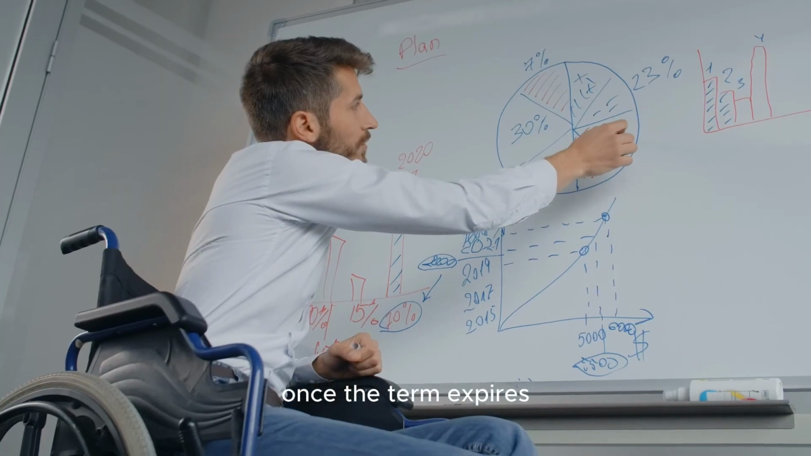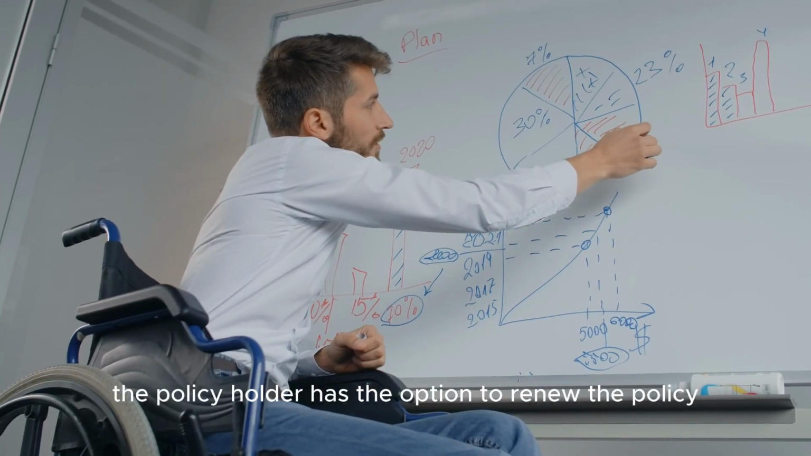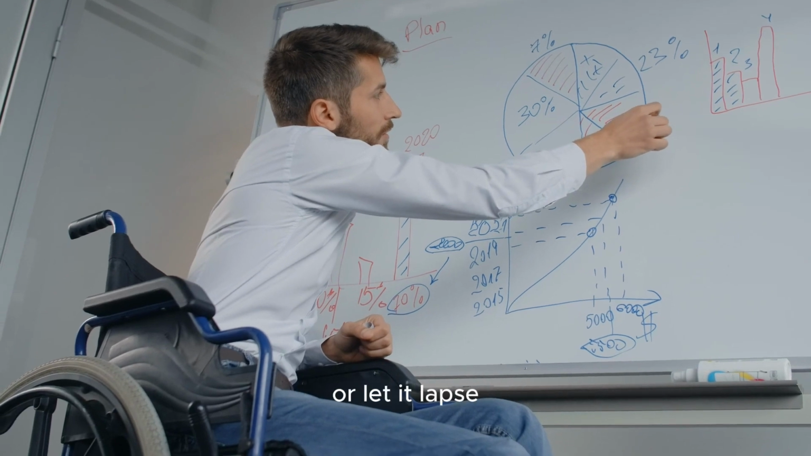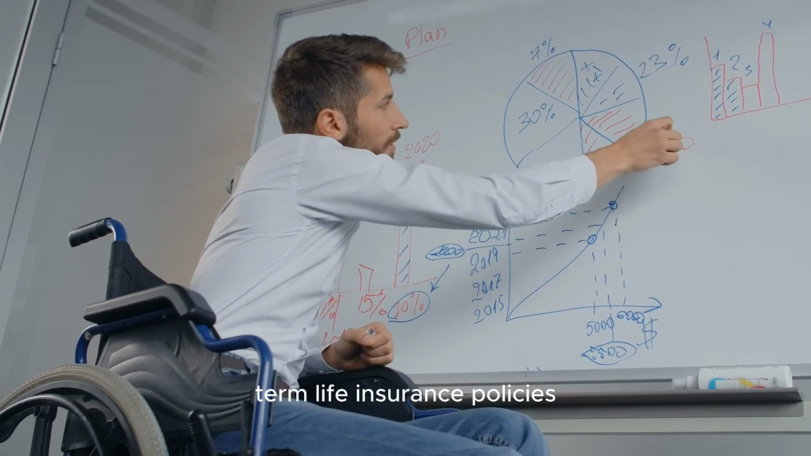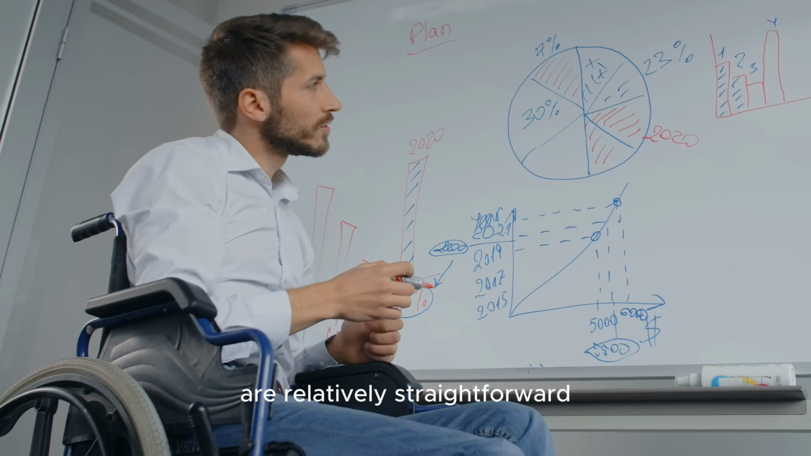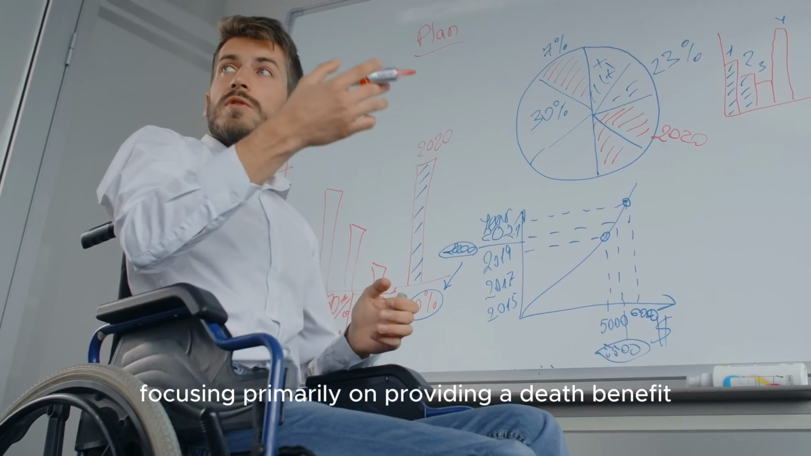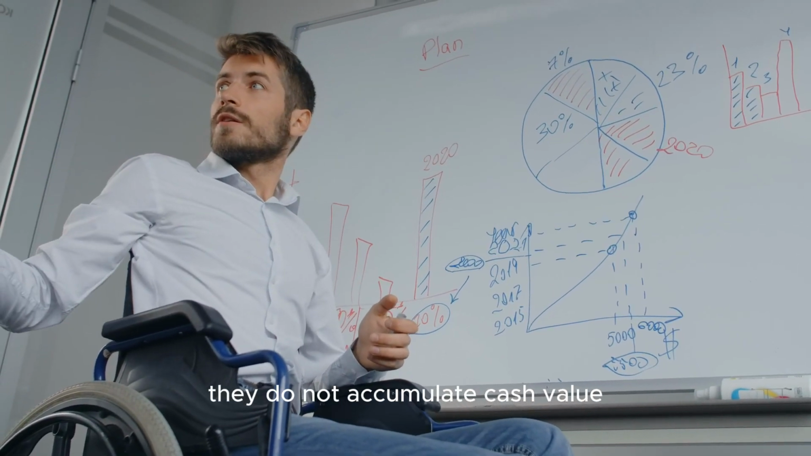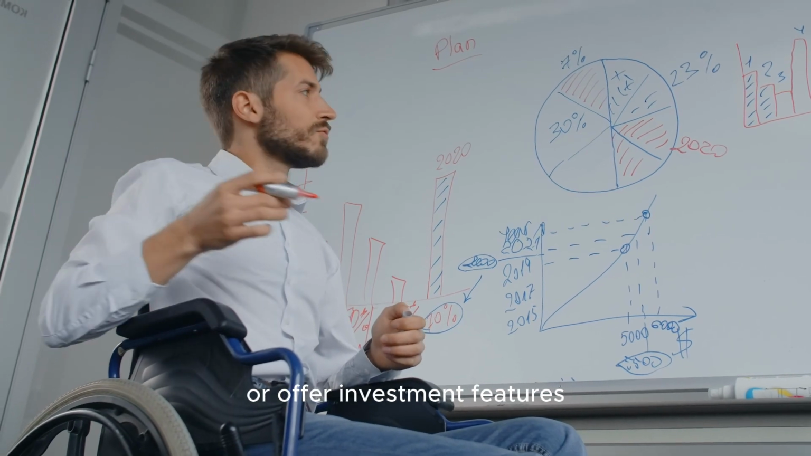Once the term expires, the policyholder has the option to renew the policy at a higher premium or let it lapse. Term life insurance policies are relatively straightforward, focusing primarily on providing a death benefit. They do not accumulate cash value or offer investment features.